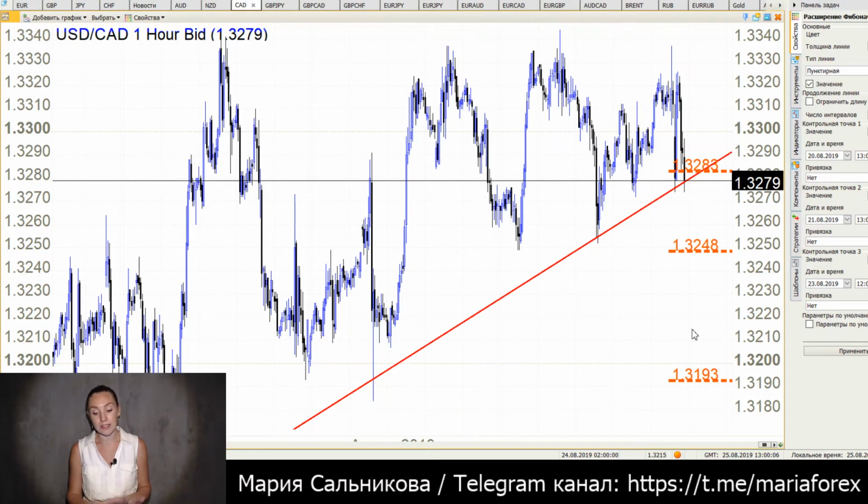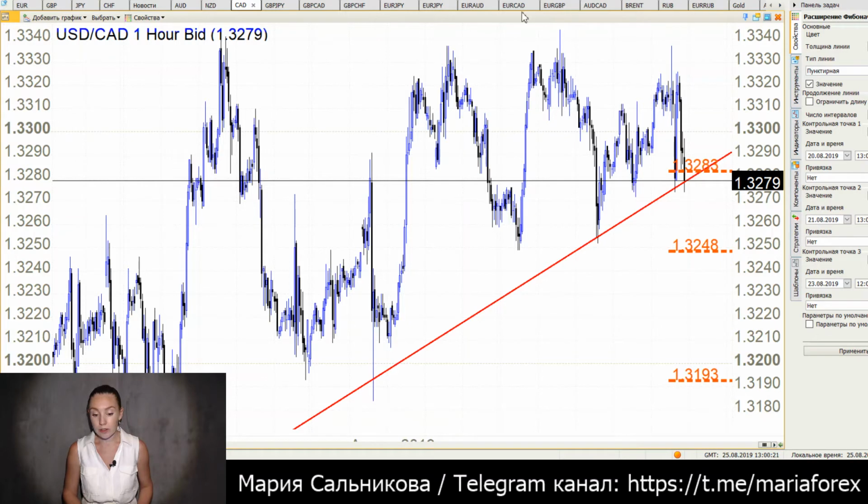So US dollar versus Canadian dollar, this is a really good opportunity if the price will test this level, then test the tendency line that was broken, and after that to sell. That is the scenario that I think is good to use this week.